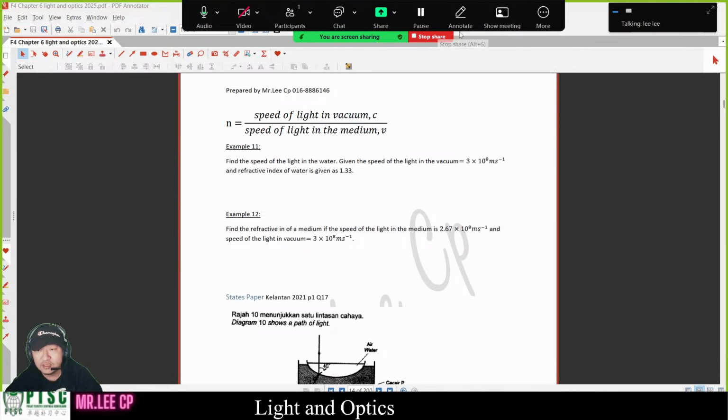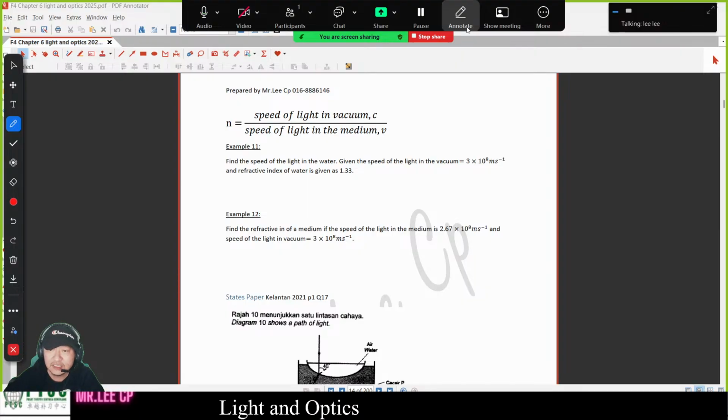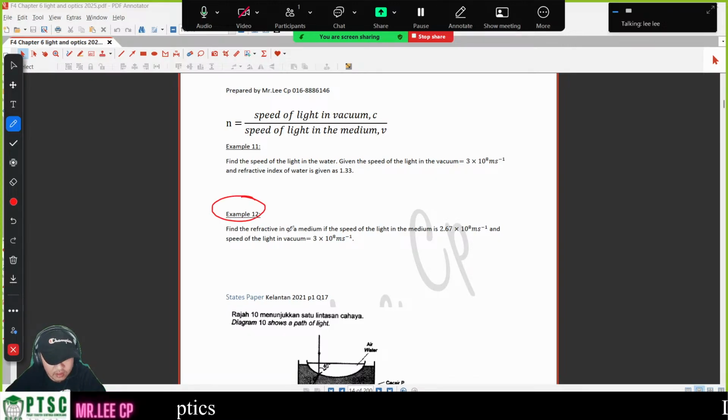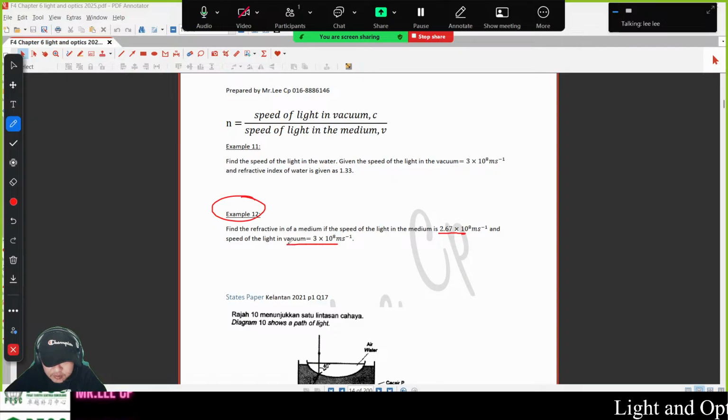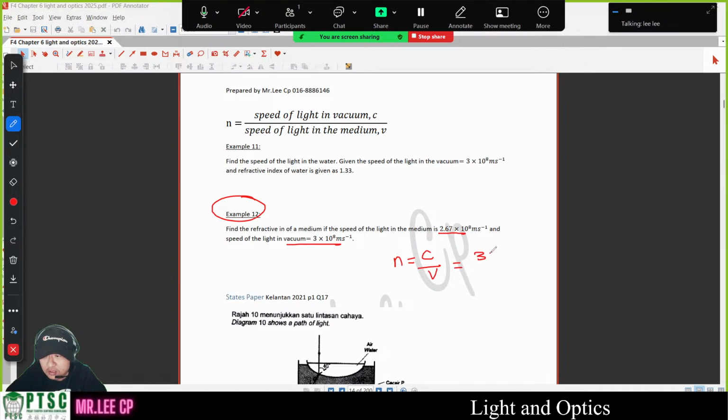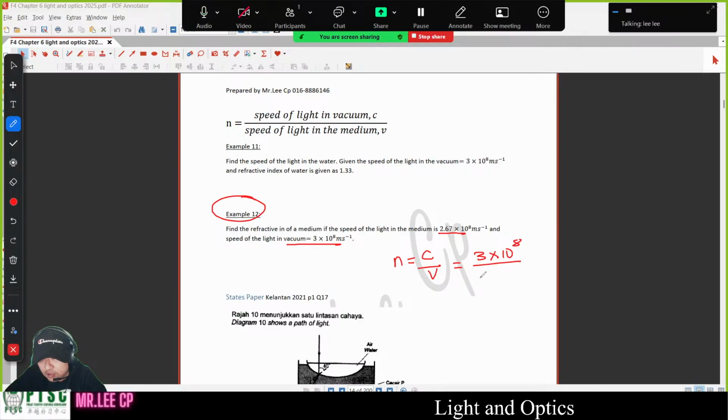Now, the third formula that you have is here. N is equal to speed of the light in vacuum over the speed of the light in medium. For example, I take this one as an example. Now, find the refractive index if the speed of the light in the medium is 2.68 times 10^8, and the speed of the light in vacuum is this. So, N is the speed of the light in vacuum over the speed of the light in medium. So, always big over small. Always. So, now 3 times 10^8 divided by 2.67 times 10^8.